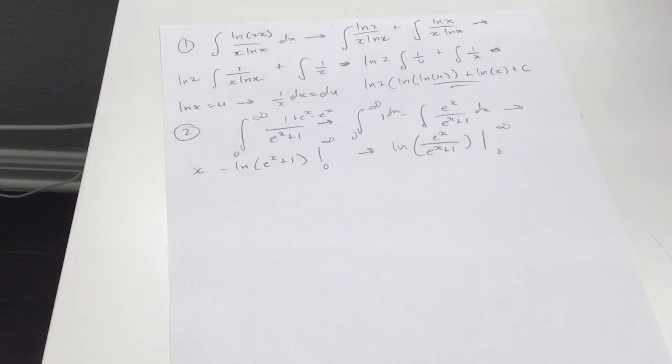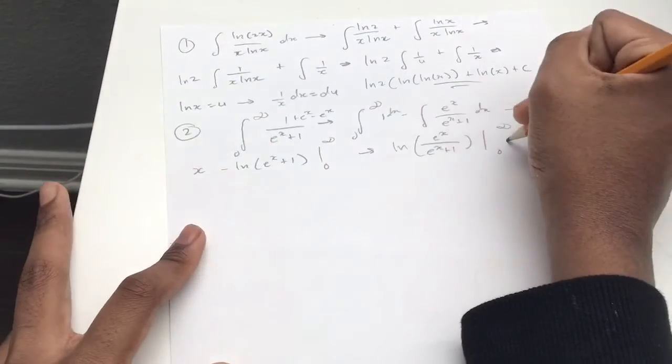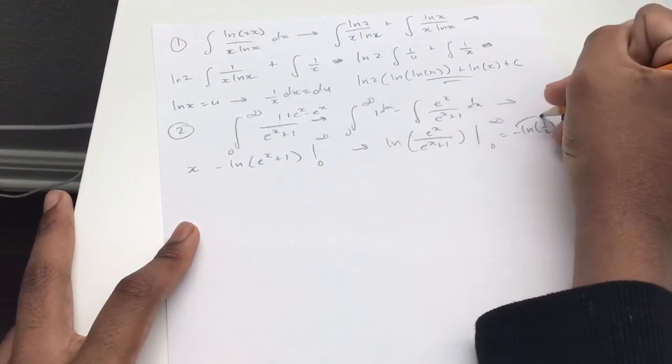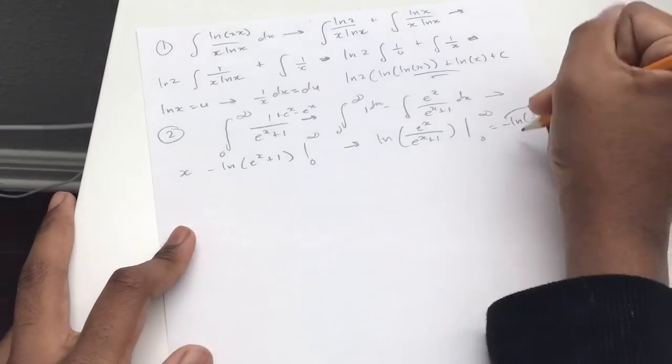Now we can easily do this. If we plug in infinity, we get ln 1, which we know is 0, minus ln of e to the power 0 over e to the power 0 plus 1. That's 1/2, so this is equal to minus ln 1/2. Bringing the minus into the power, we see this is ln 2.